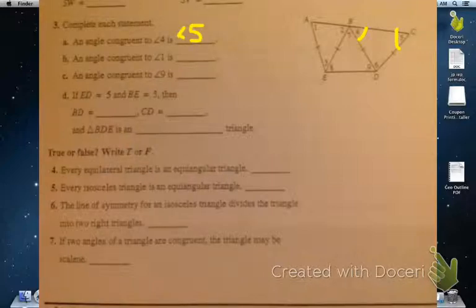What's angle 1 congruent to? Looking all the way to the left side of the screen, angle 1 and angle 2 would have to be equal because of the isosceles triangle theorem. Angle 9 is equal to angle 8.